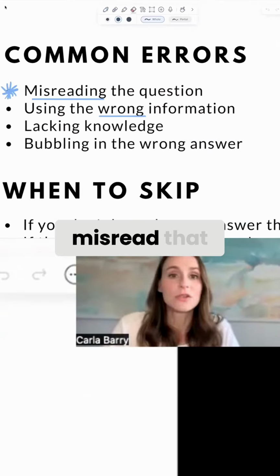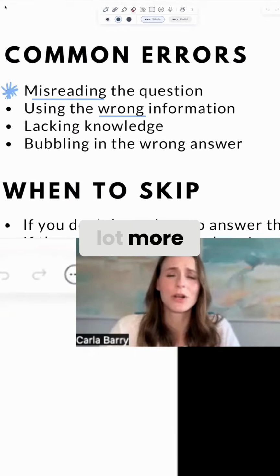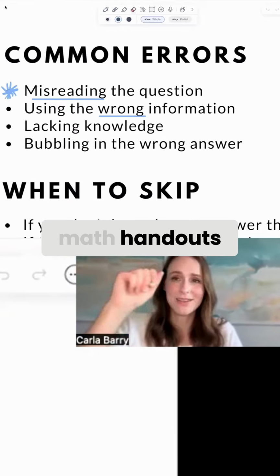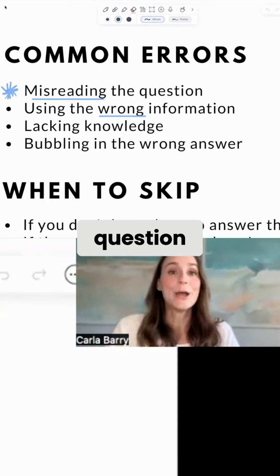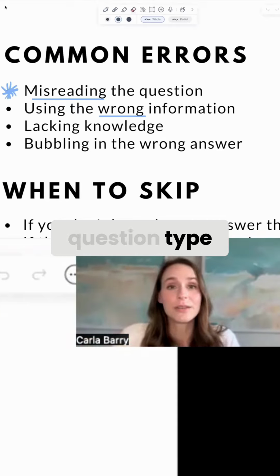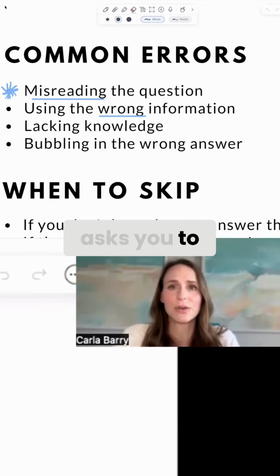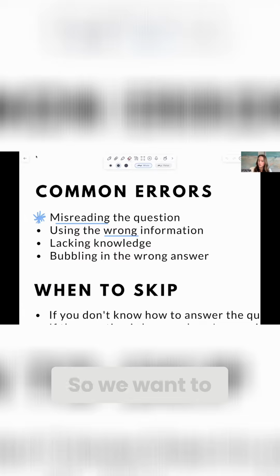A lot of students misread that question and they make it a lot more complicated than it needs to be. And once you have your advanced math handout, star that question because it's a really common question type. You're pretty much guaranteed to get a question on your SAT that asks you to identify the slope or the y-intercept or even an x-intercept. We want to make sure that we're reading the question correctly.